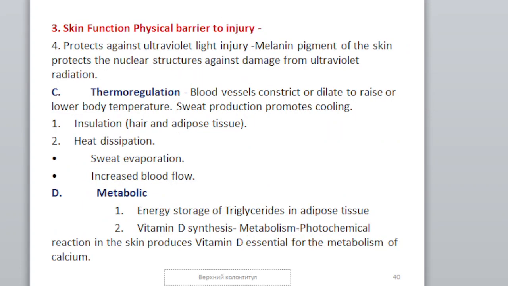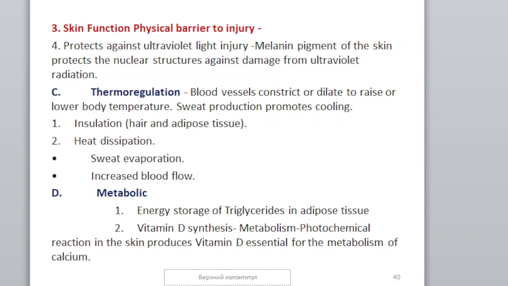3. Skin function: physical barrier to injury. 4. Protects against ultraviolet light injury. Melanin. Melanin pigment of the skin protects the nuclear structures against damage from ultraviolet radiation. C. Thermoregulation: blood vessels constrict or dilate to raise or lower body temperature. Sweat production promotes cooling.